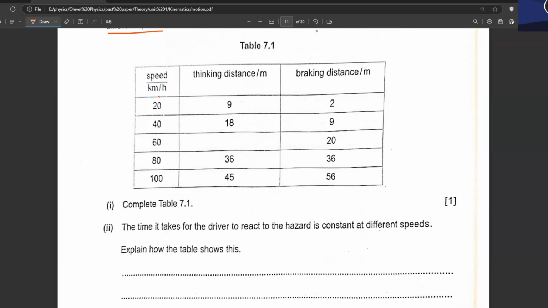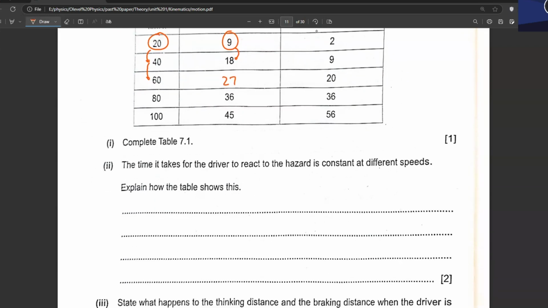Okay. If your speed was 20, your thinking distance was 9. If your speed increased by 20, your thinking distance increased by 9. Again, a further 20 kilometer per hour increase in speed will increase the thinking distance by 9. Your final answer will be 27. Okay. Let's see part 2.